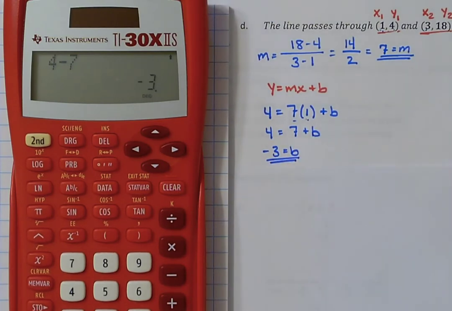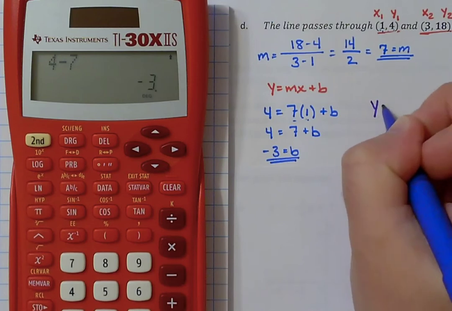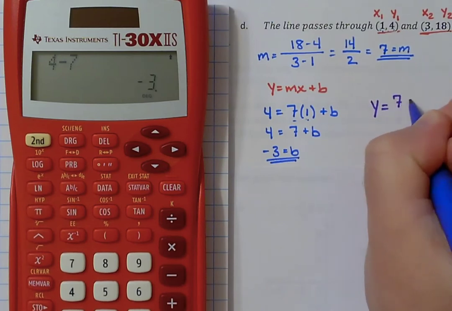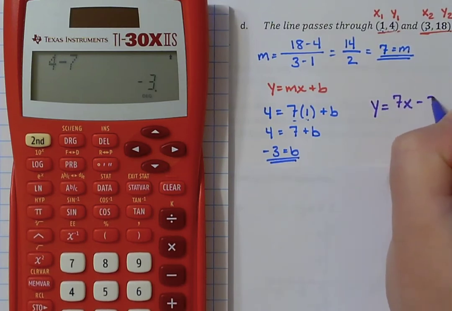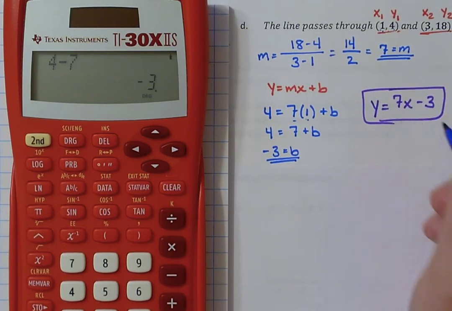So I now have my slope, and I now have my y-intercept. So I have my m and my b for y equals mx plus b. So then my equation is y equals 7x minus 3. And that is our answer for part D.